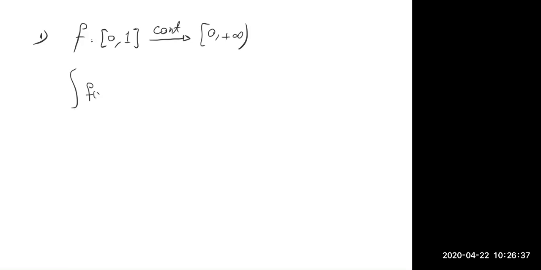Okay, first question. Suppose f is an integrable function, say a continuous function from 0 to 1 to [0, plus infinity). It's a non-negative function. Suppose the integral of f(x) dx from 0 to 1 is 0. Prove f is 0 everywhere. It's the constant function 0.